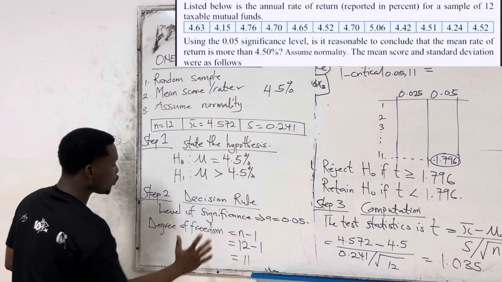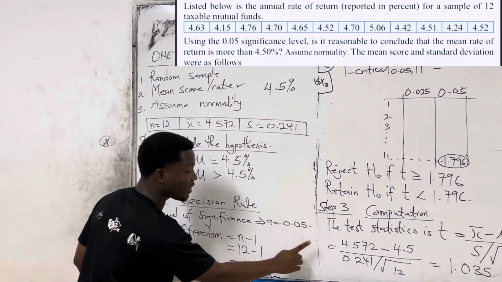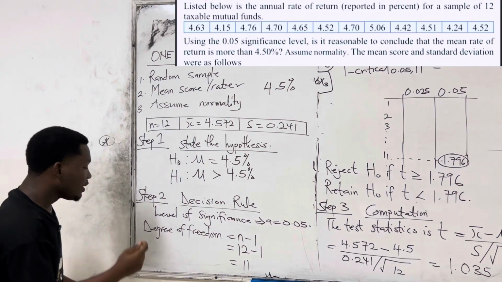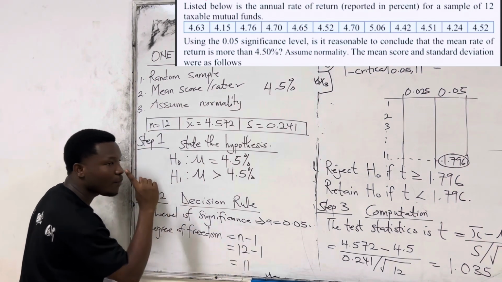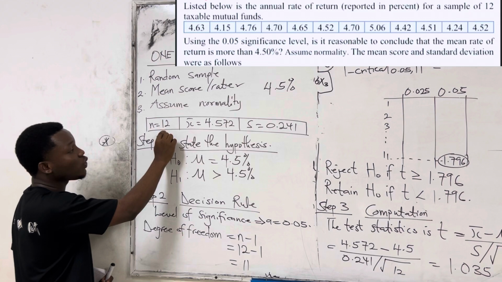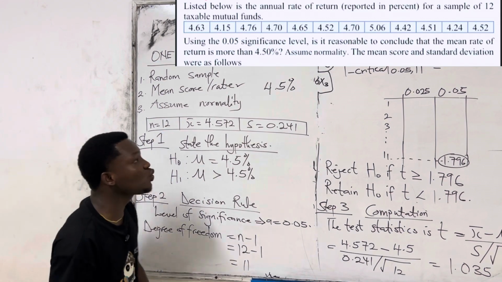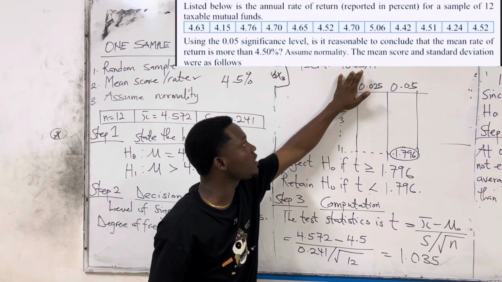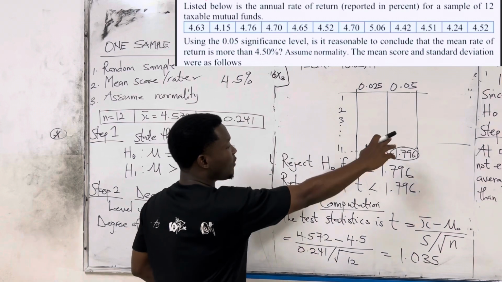Second, the decision rule. The level of significance will be given to you in the question. Mostly you will see 0.05, represented by alpha. Then for the degrees of freedom, we subtract 1 from the sample size, which here was 12. So you subtract 1 from it, which is 11, for you to get your t critical value. So we have 0.05 and 11.